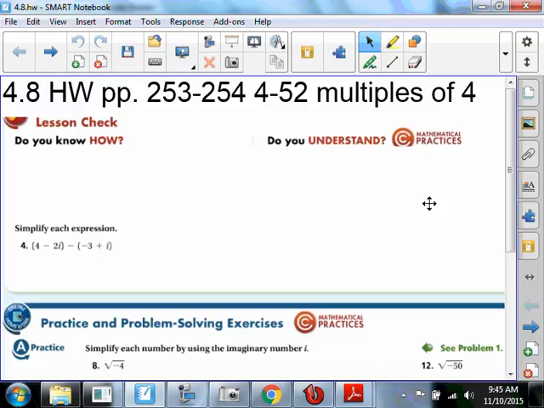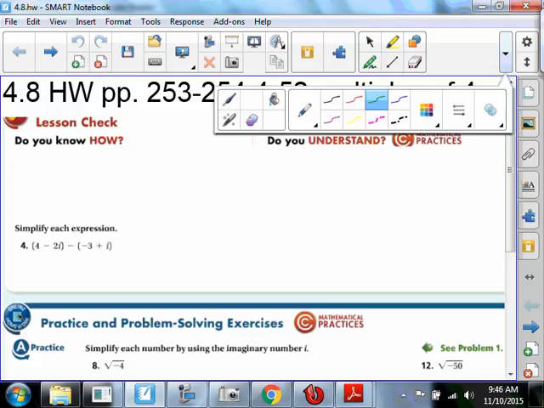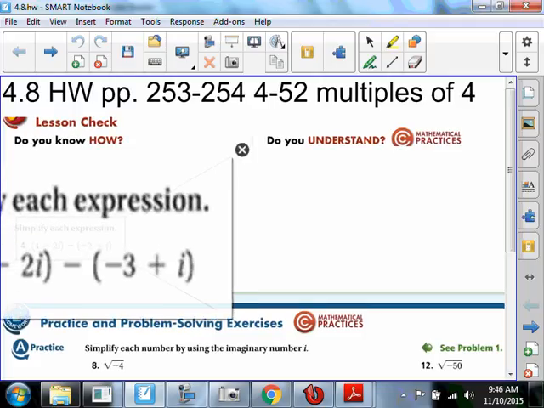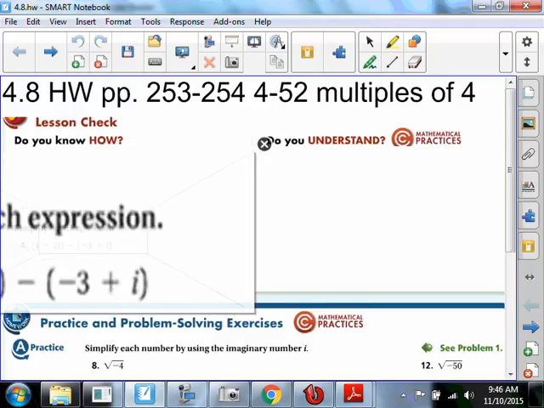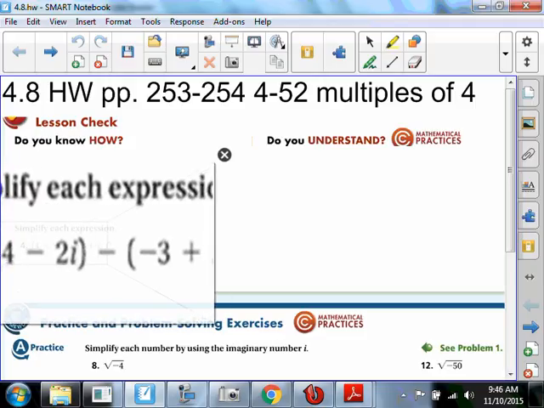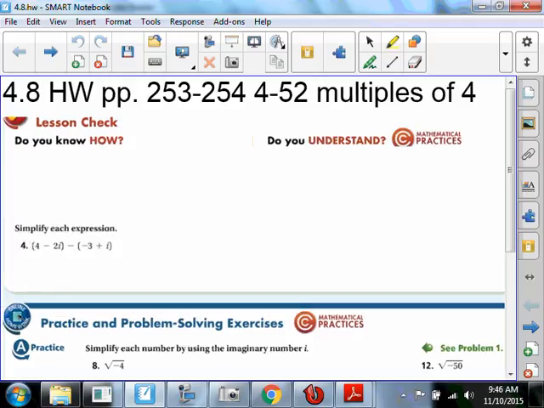The homework exercises, I kind of said it in class the other day, go from zero to hero pretty quick. If we look at this first exercise, number 4 says, simplify the expression. Really all we've got is two different complex numbers, and we're finding their difference in this case.